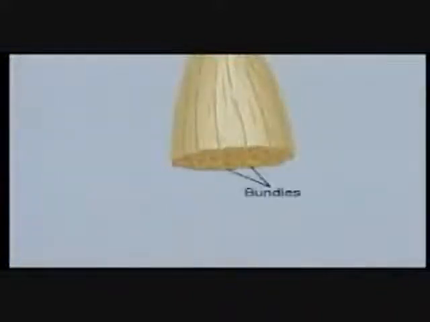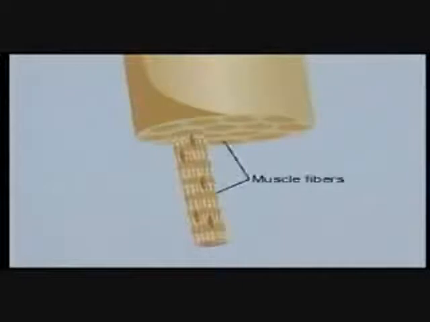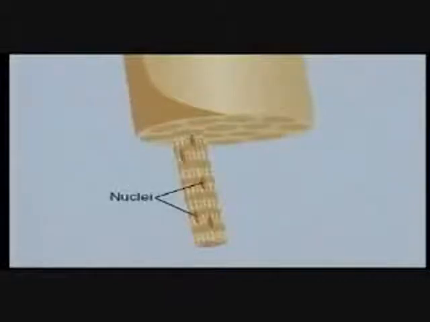Muscles contain many bundles. Within each bundle are many long muscle cells. These cells are called muscle fibers. Unlike most body cells, muscle fibers have many nuclei. Each muscle fiber has a pattern of light and dark bands or striations.